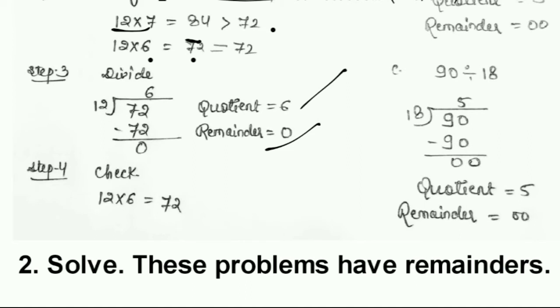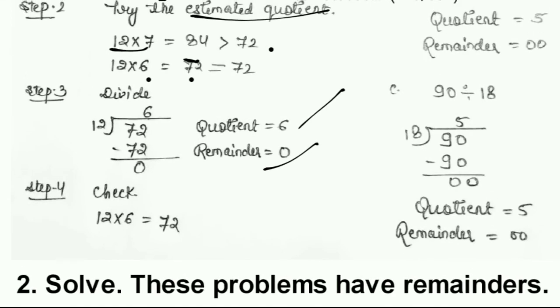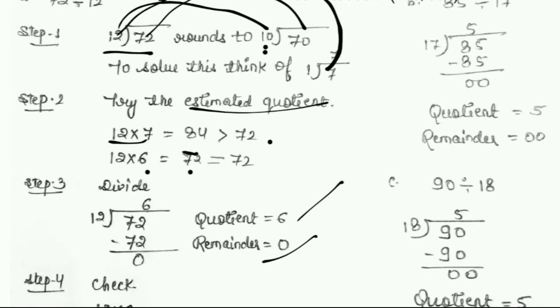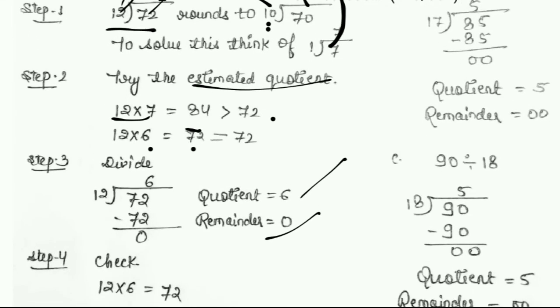Now check the answer. In this one, divisor multiplied by quotient plus remainder is 72. This is the long method, and now we can do the short method. Till the 20 table you should learn for solving this question. See, 17 fives are 85. Directly we can solve. Same here, 90 divided by 18 means it will go by 5.